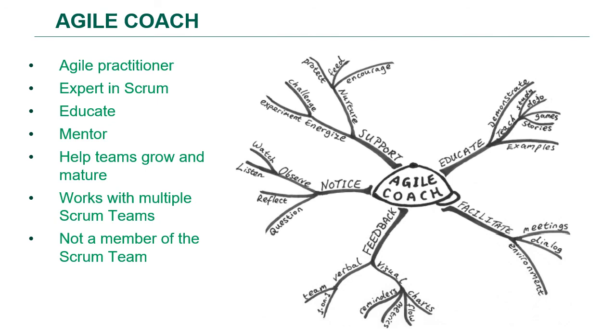He figures out where a particular team is and how the team grows, and helps the team mature, right? And he works with multiple Scrum teams, and though he's not a member of one particular Scrum team, he helps across the different Scrum teams within an organization. He helps facilitate the Scrum with the Scrum Master, and gives the relevant feedback as required, which helps the organization in delivering the agile values and principles.